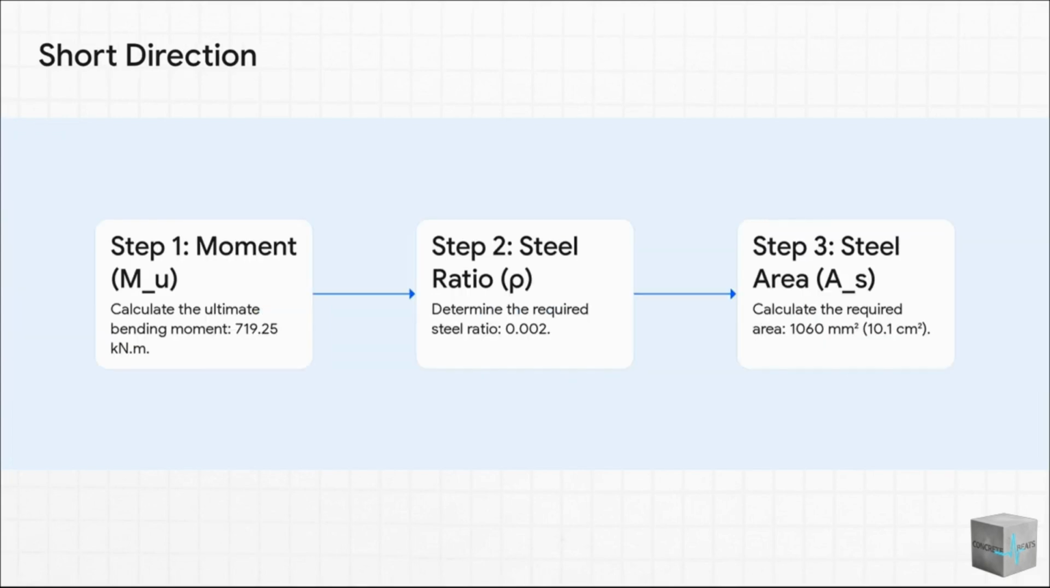Now, we just rinse and repeat for the short direction. The bending moment here is actually a little higher, at 719.25 kilonewton meters. We run through the same process, and we get a required steel area of 1,060 square millimeters. Now, you might be thinking, wait, the moment is higher, but the required steel area seems lower than the per meter value before. That's a great catch, and it's because this calculation is for the total steel needed across the entire 3.5 meter length, not per meter.